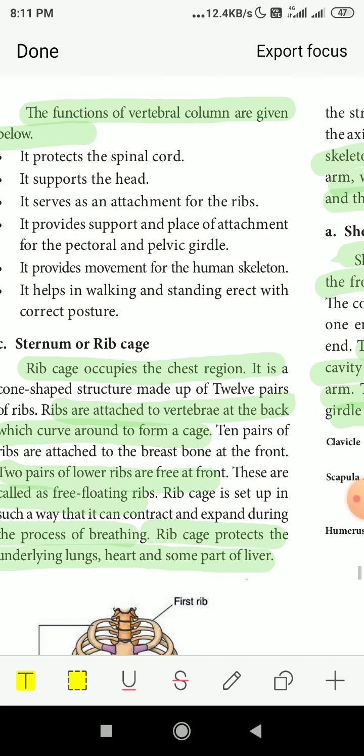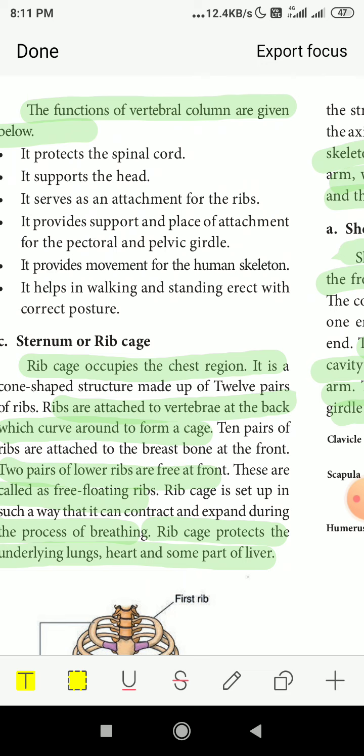And what is the function of this vertebral column? It protects the spinal cord, and this is a very important function. It supports the head. It serves as the attachment for the ribs. It provides support and a place of attachment for the pectoral and the pelvic girdle. It provides movement for the human skeleton. It helps in walking and standing erect with the correct posture. Because of this vertebral column only we can stand erect.